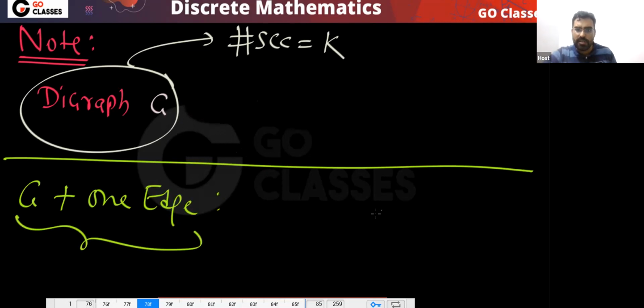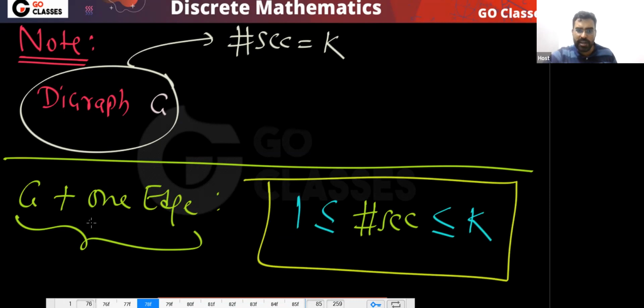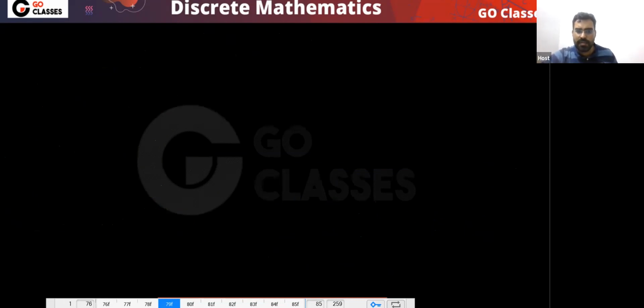what can I say about the number of strongly connected components? They cannot increase. If you add one edge, they can never increase, but they can decrease. They can decrease to 1. Is this clear? Please tell me, is the concept clear or not?